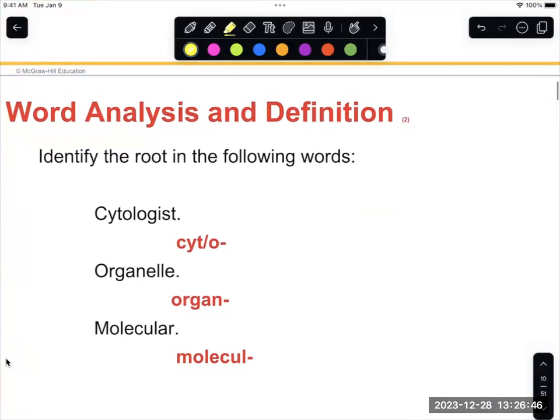So here's our root. In cytologist, cyto means specialist in that structure, chemistry, and pathology of a cell. Organelle, our root, is organ. This is part of a cell having specialized functions. And molecular. Molecule is my root. Means a very small particle. Breaking down these words can help you in defining these words, which is why we're taking the time to do this.